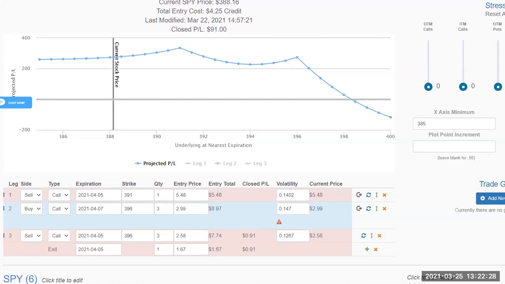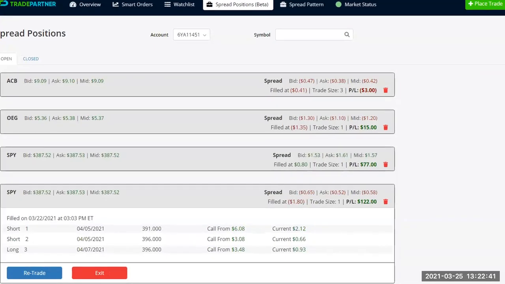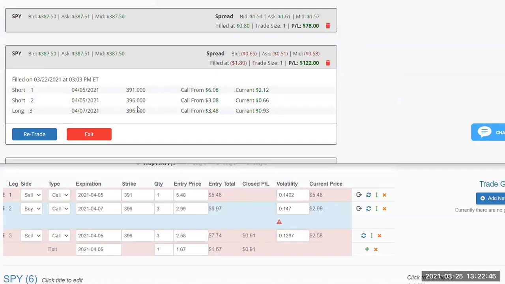So here is the 396 trade. We focus on that one. So here's the 391, 396, 396. Well, that entire trade right now, with the market trading about 387.50, that entire trade right now is at $1.22.